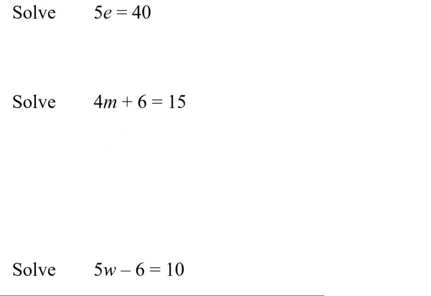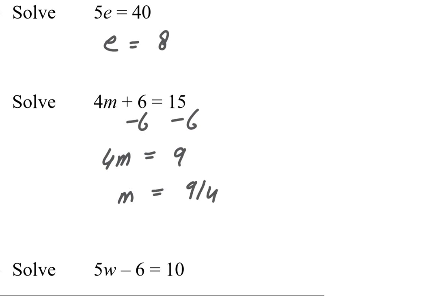Okay, next questions. Please pause the video and solve the question, and I'm just going to write the answer. I hope you got the answer. Yeah, so we're going to divide by 5, so 40 divided by 5 is going to be 8. Here we need to take away 6 from here, 6 from here, so we got 4m. 15 take away 6 is going to be 9, so m is going to be 9 over 4. We're going to divide it, isn't it?